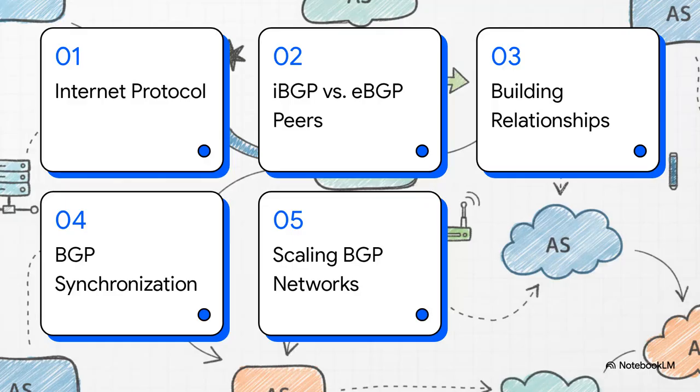So here's our roadmap for today. 1. The Internet's routing protocol. 2. IBGP versus eBGP peers. 3. Building BGP relationships. 4. The BGP synchronization rule. And finally, 5. Scaling BGP networks.